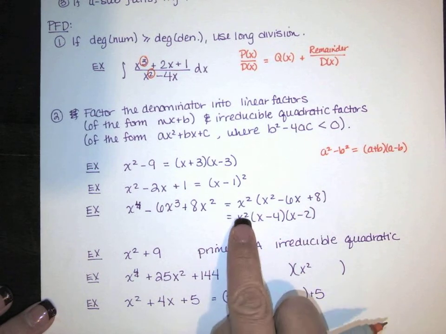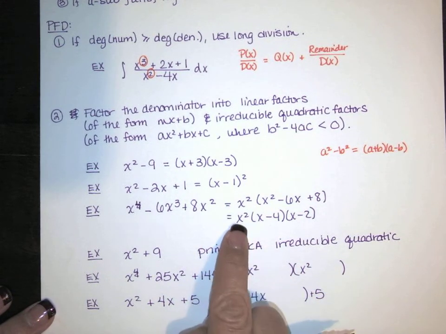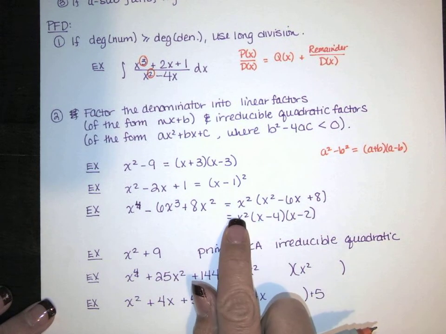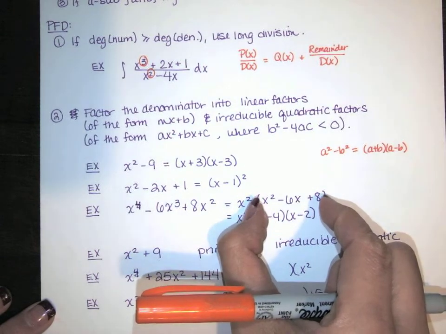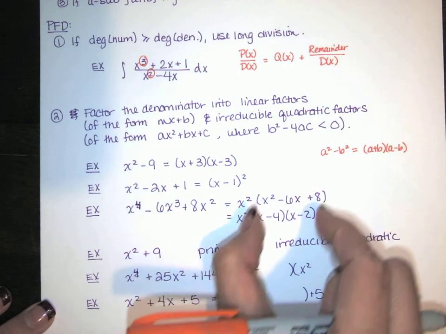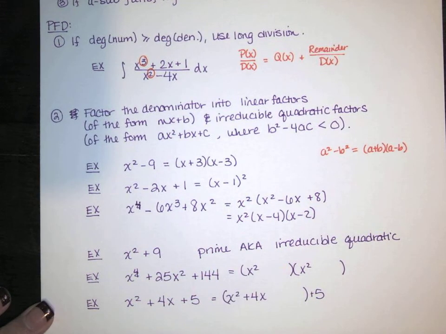And then I leave this alone. I'm just going to bring it with me because it's still there. If I want to keep everything equal, it still has to be there. But I'm going to focus on this. I'm just going to factor that part. And that factors to x minus 4 times x minus 2.